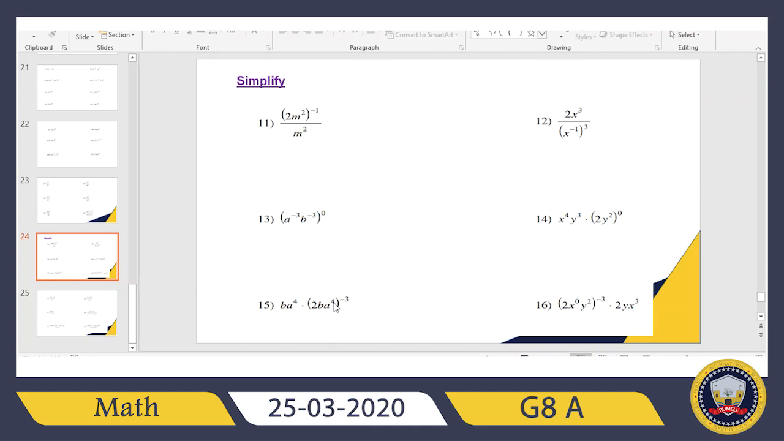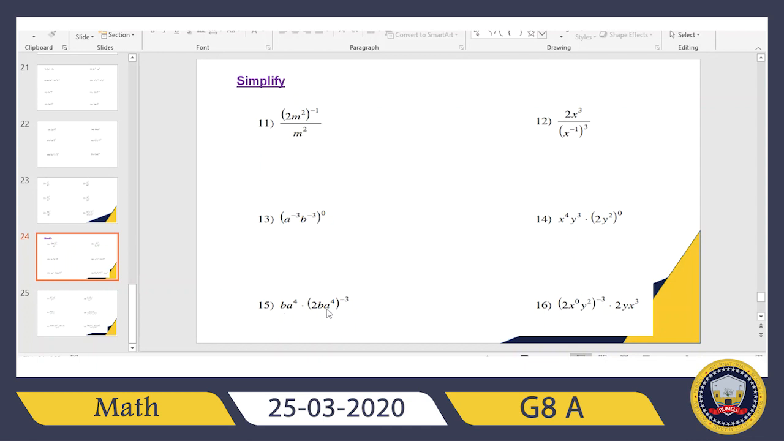Now let's collect the like terms together, or the same base together. b here, b power 1 times b power negative 3.